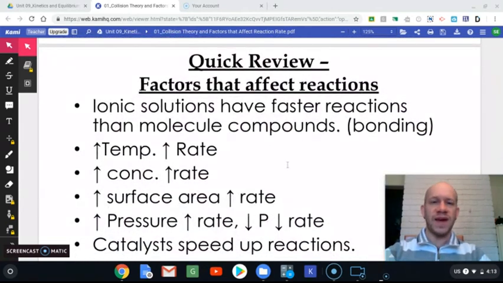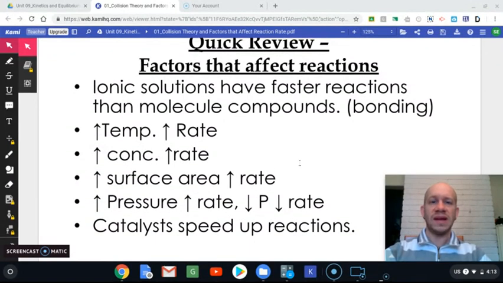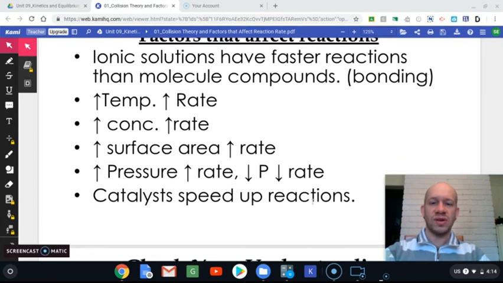So, quick review of these factors that affect reactions. Ionic solutions have faster reactions than molecular compounds. The increase in temperature will increase the rate. Increase in concentration will increase the rate. Increase in surface area will increase the rate. Increase the pressure, I'll increase the rate. And conversely, if I decrease the pressure, I'll decrease the rate. And catalysts just speed up reactions.